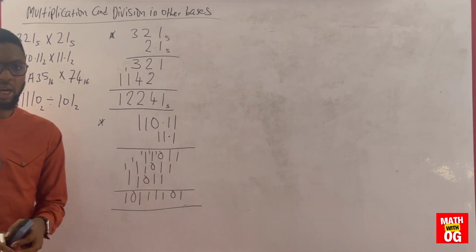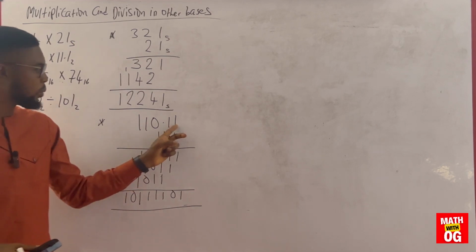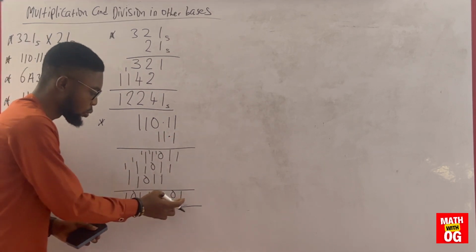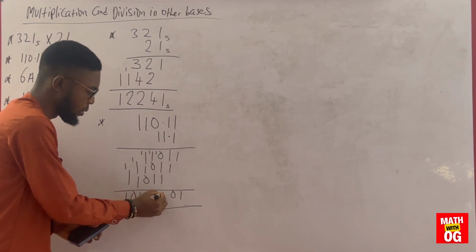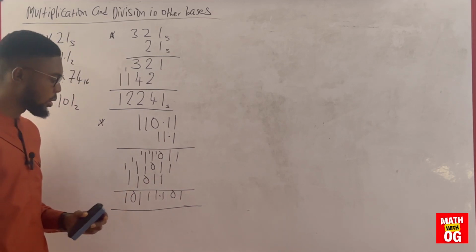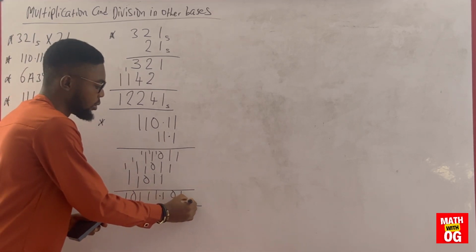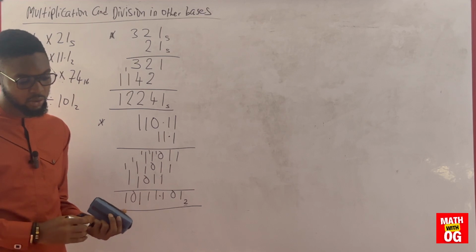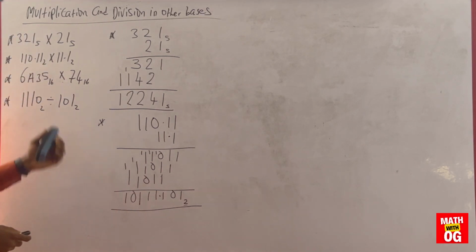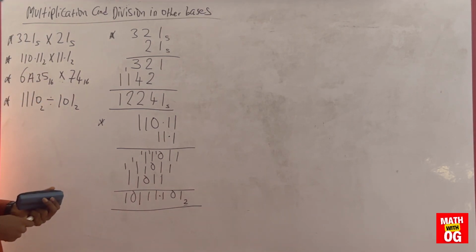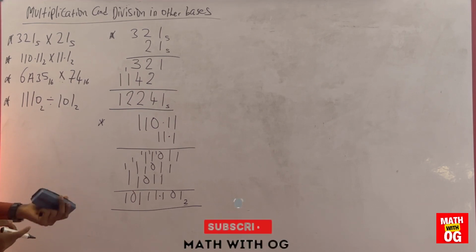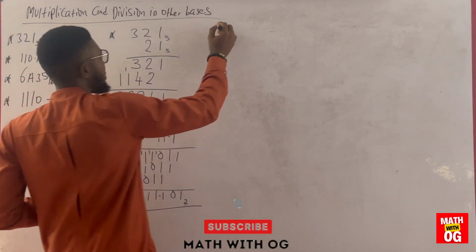Now we have to check our number of decimal places. 1, 2, 3. We count 1, 2, 3. So this will be our answer: 10111.101 in base 2.